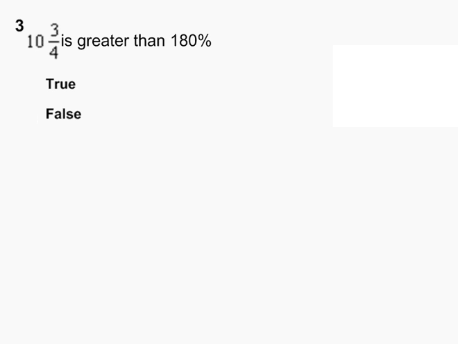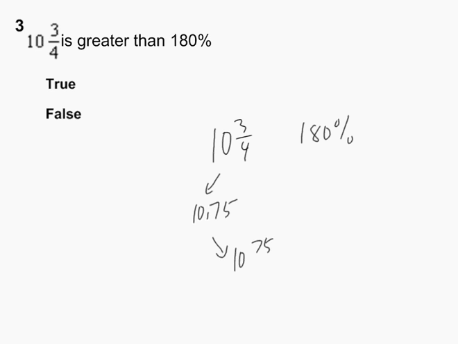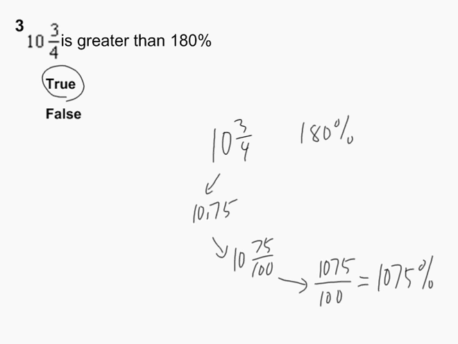Question 3 says 10 3/4 is greater than 180%. Well, let's compare the two. Let's change them both to percentages, shall we? So 10 3/4 is really the same thing as 10.75, which is the same thing as 10 75 hundredths, which is the same thing as 1,075 hundredths, which is the same thing as 1,075%. So is 10 3/4 greater than 180%? Yes, it is. It's 1,075% in comparison to 180%, so the answer is true.